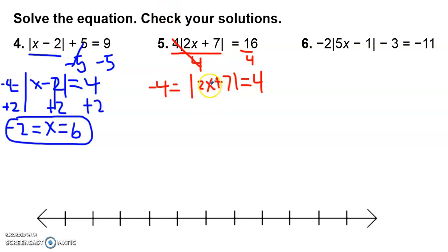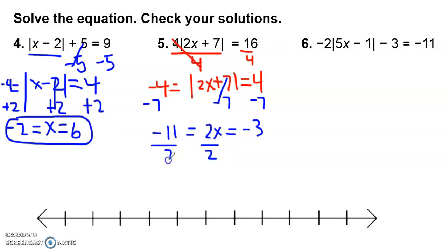Alright, we need to get x alone, so we are going to subtract 7 on all three sides. These cancel and leave us with just 2x. Negative 4, negative 7 is negative 11. 4 and negative 7 is negative 3. Now we have 2 times x right here, so we're going to divide by 2. Alright, now we're going to cancel that out. So I'm just going to erase that right there. Now we have x alone.